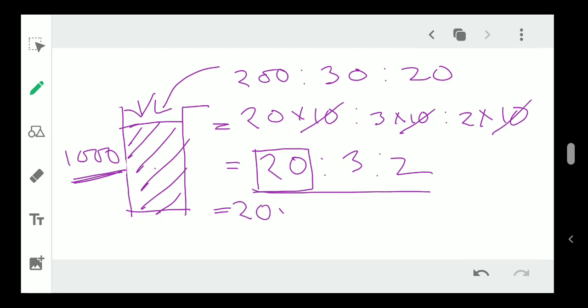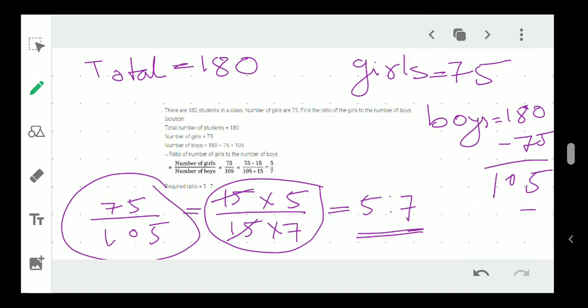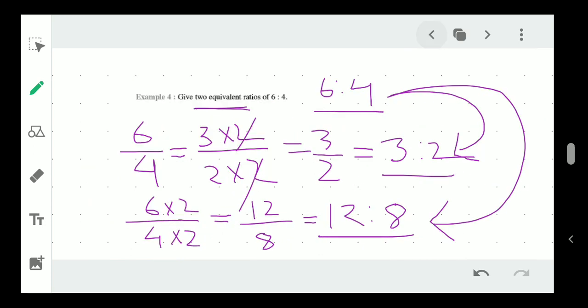One thing you know is that we have cancelled the same term in all of these. Actually, there is nothing called cancellation; we were dividing each of the terms by 10. Just like a fraction, what you multiply upside, you must multiply downside to keep the fraction the same. That is what we were doing to find an equivalent ratio.